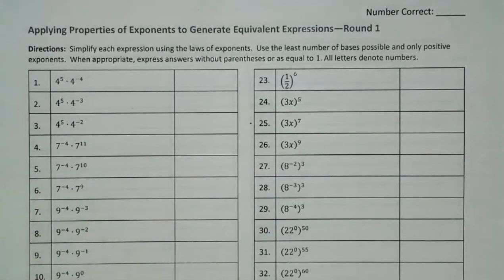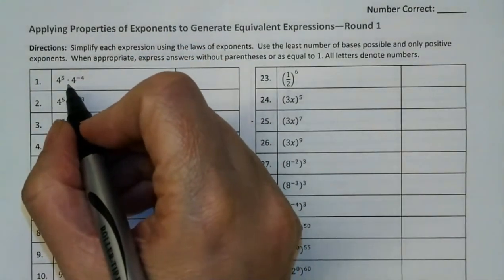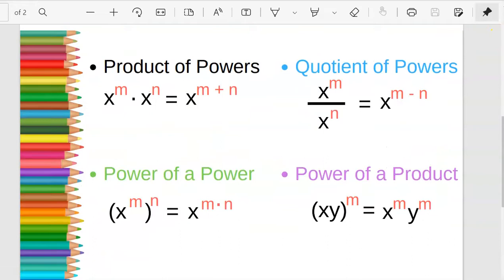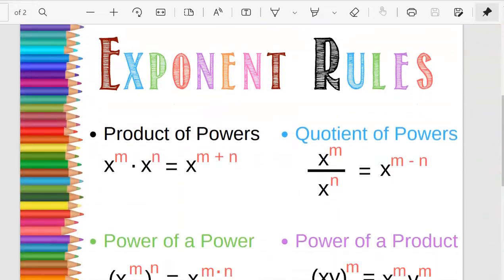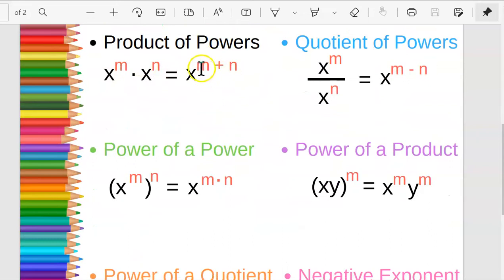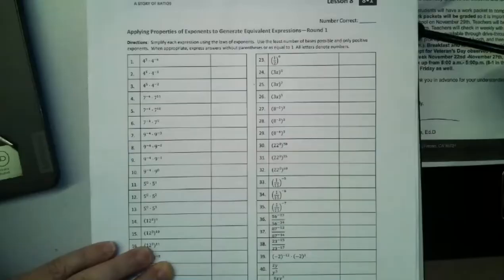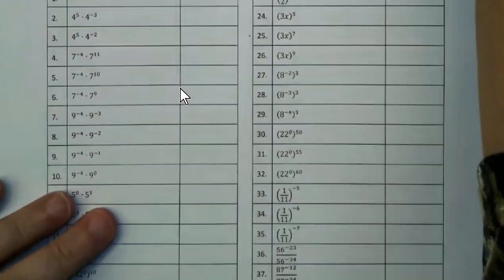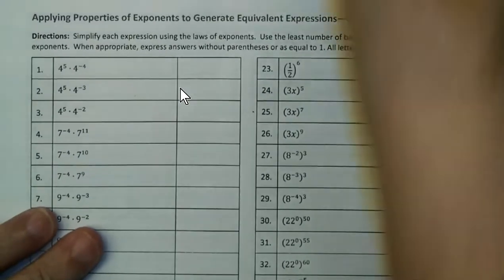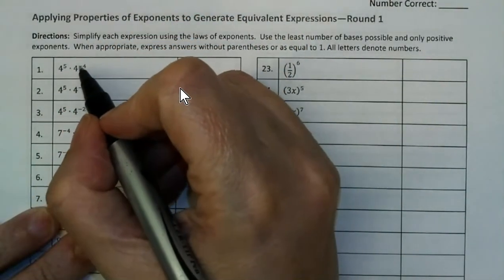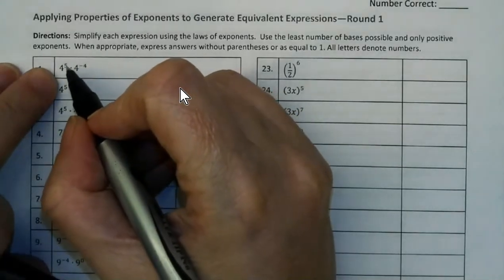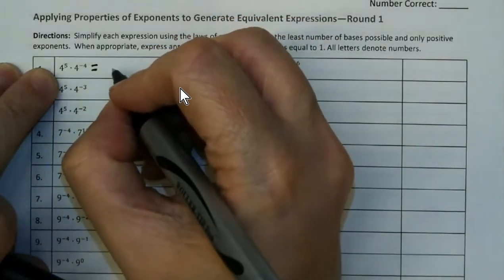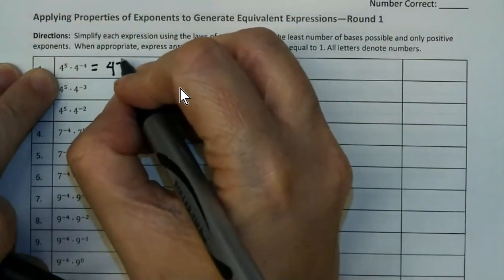This first one, you've got multiplication. So if you're looking at your rules, I'm going to pull these up again for a second. Multiplication is the product of powers rule. So it says I add the exponents. So let's go ahead and look at this. Why did it zoom out? Okay. So on here, my exponents are 5 and -4. So 5 plus -4 is -1. So this is going to be 4 to the -1 power.